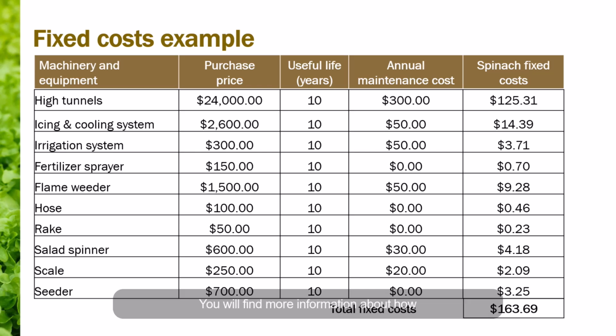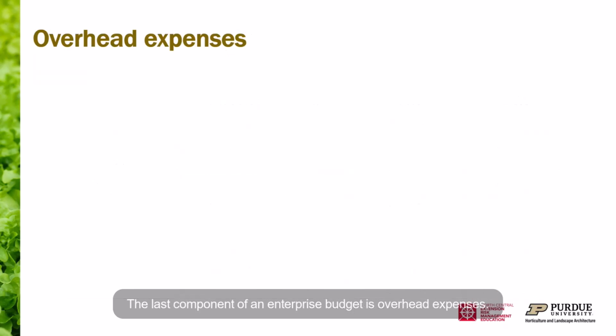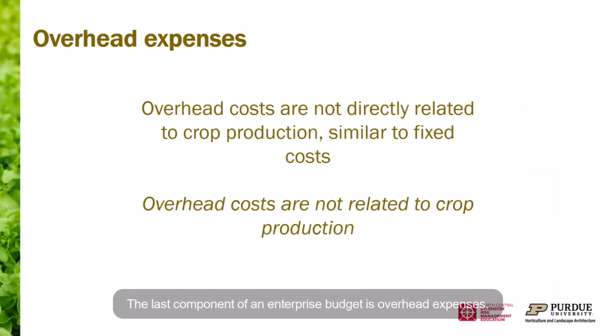You will find more information about how this value is calculated in the handbook that we will provide you. The total fixed costs for spinach are $162.69. The last component of an enterprise budget is overhead expenses.